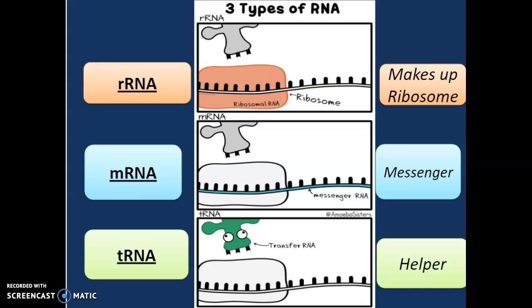Now, please remember the 3 types of RNA. We have mRNA, rRNA, and tRNA. mRNA is the messenger, rRNA makes up the ribosome, and tRNA is the helper.